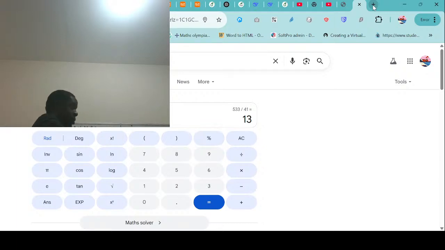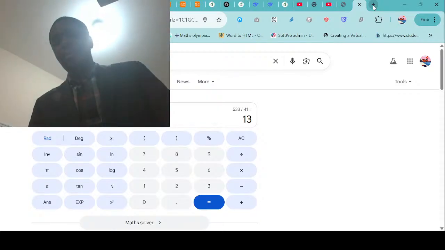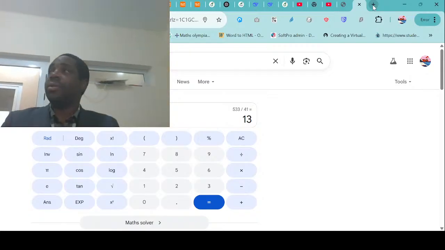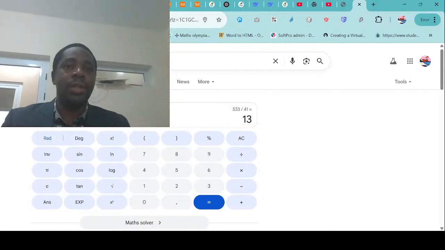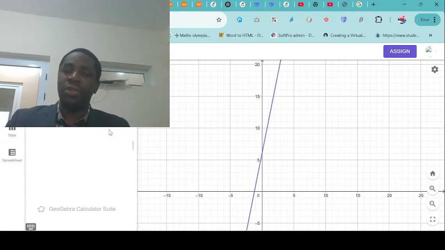Alright. So it looks so complicated. I don't know if you have any question. Is it clear to you? So let's try and use GeoGebra to confirm what we have just done. So to use GeoGebra, I'm just going to go to my GeoGebra. It's always good to use GeoGebra so that you can have a visual understanding of what you're doing.